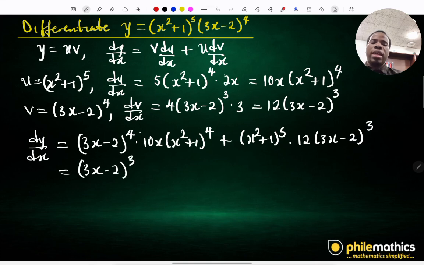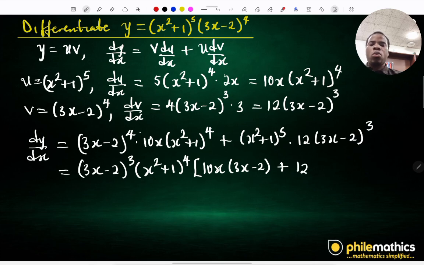And then if we look at x squared plus 1, the left part is to the power 4 and the right part is to the power 5. So we take the lesser one. This is (x squared plus 1) to the power 4. And so on the left hand side, we are left with 10x with one remainder of 3x minus 2. And on the right hand side, we are left with 12 with one remainder of x squared plus 1.